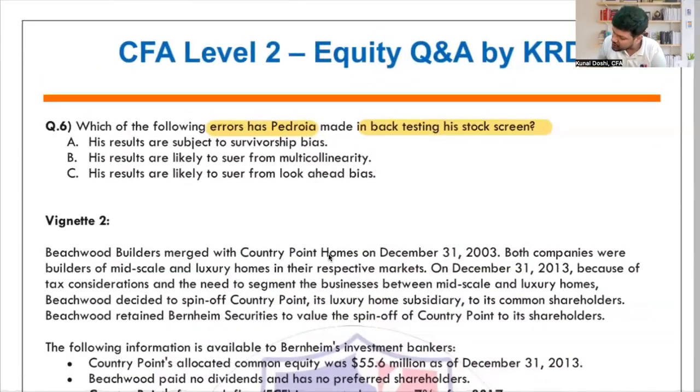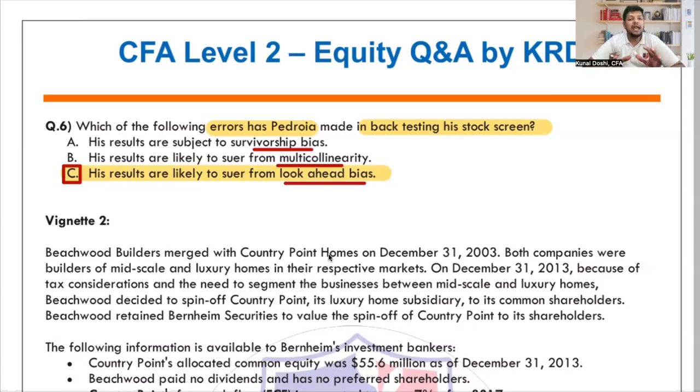His results are subject to survivorship bias, suffer from multicollinearity, or from look ahead bias. This is something that you might get from your level one knowledge. Remember, there is one bias, look ahead bias, which has a problem. What is the problem in look ahead bias? For example, for ratios like price to book value, you might use the current price, but the book value is published after a couple of months when the financial statements are finalized. So you use forward data with the current price. That is where we get a bias which is called look ahead bias.